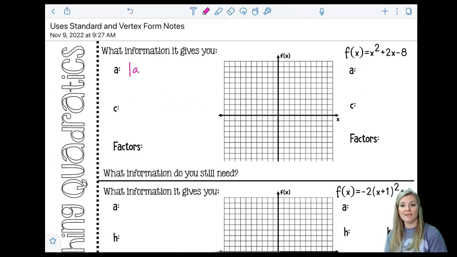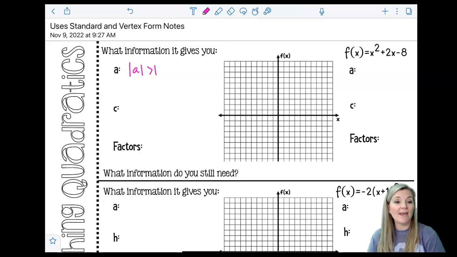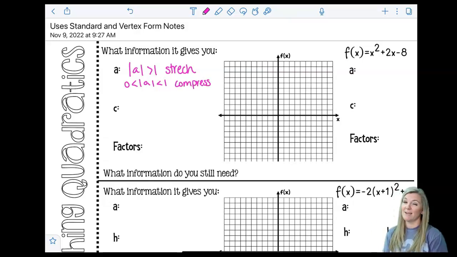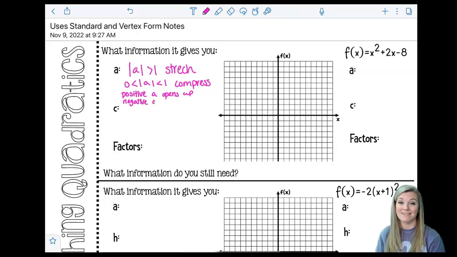So standard form, what it gives us is our A. You do have an A in front, and it's the same A, we'll get to this in just a second, it is the same A that you have in vertex form. So if your A is greater than 1, it's going to stretch. If your A is between 0 and 1, it is going to compress, again ignoring the negative. And if your A is positive, it is going to open up. If your A is negative, it's going to open down. So even in standard form, we have that A. We know that transformation is still happening because it's still an A and it's still doing the exact same thing.